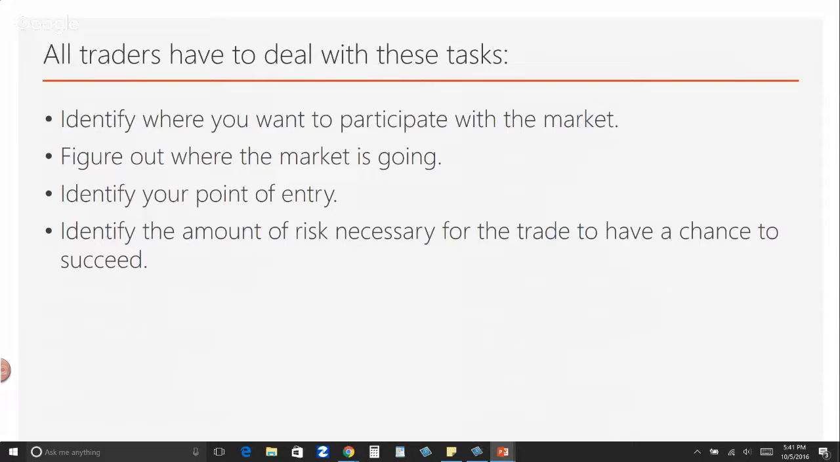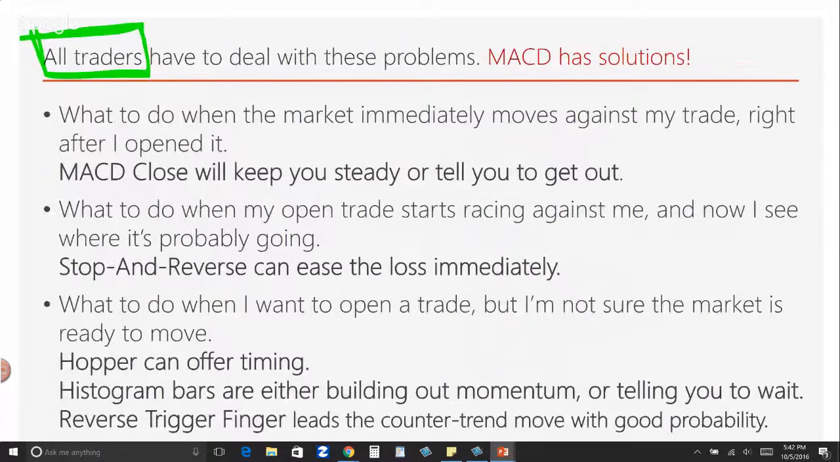All right, all traders need to deal with these types of tasks. Identify where you want to participate with the market. That's one of the elements of trade planning. Figure out where the market is going. Look for a target. That's one of the elements of trade planning. Identify your point of entry. That's always the hard part. And identify the amount of risk necessary for the trade to have a fighting chance to succeed. All traders have to deal with these tasks. That's how I know that the MACD strategies are applicable no matter what you trade or who you are.